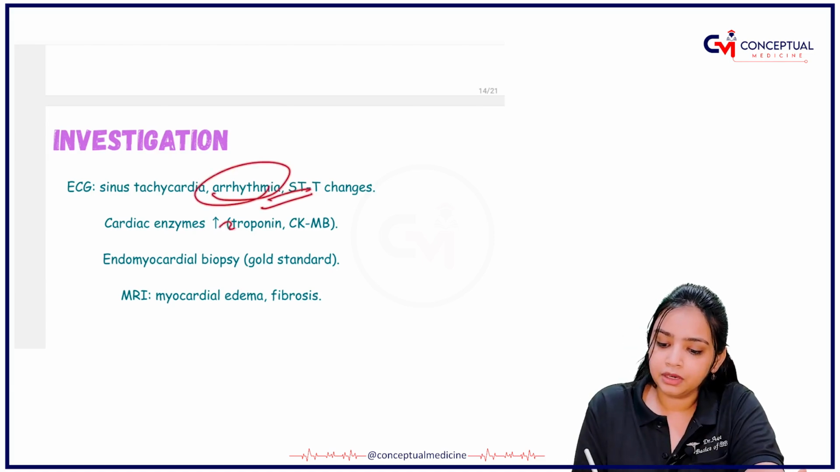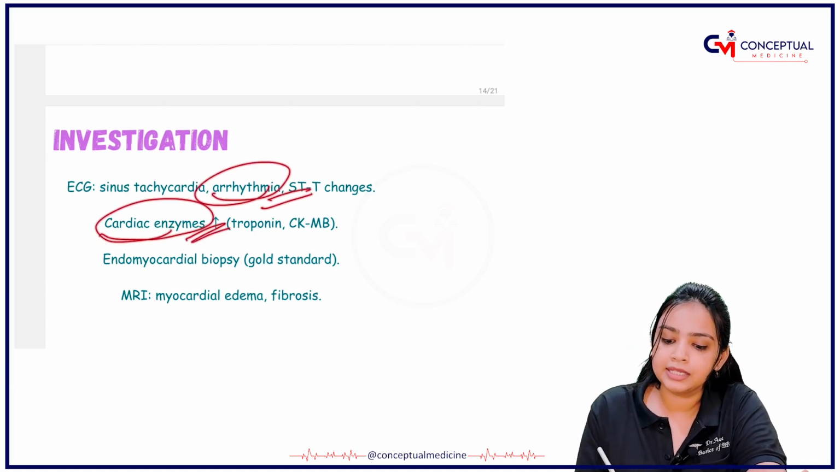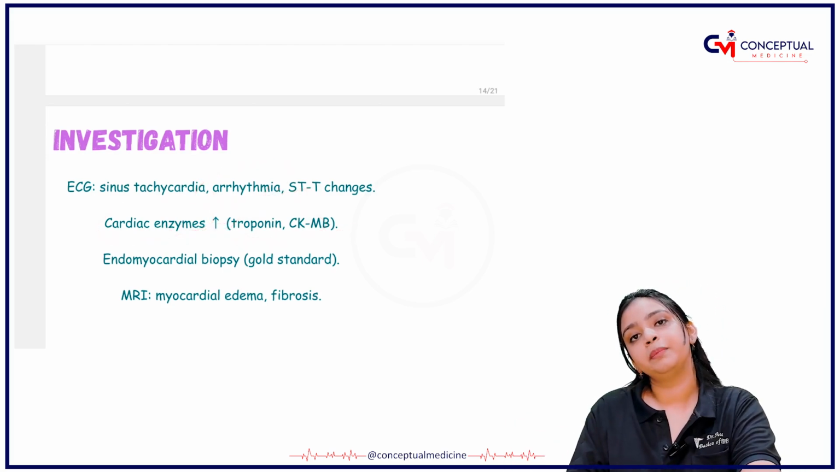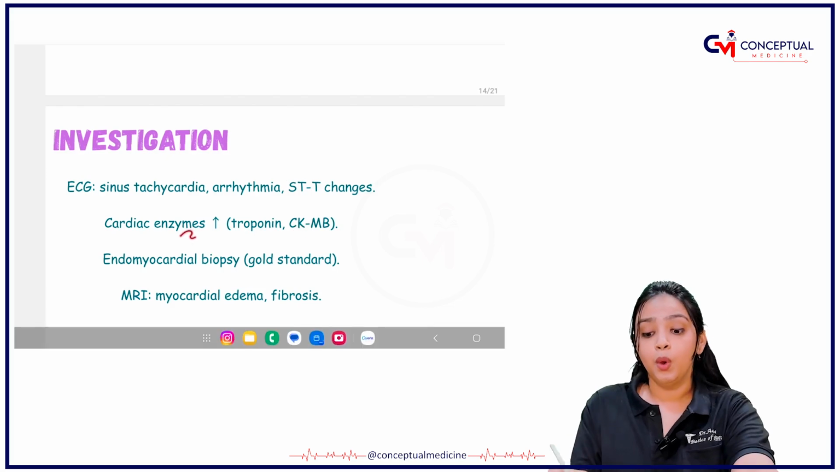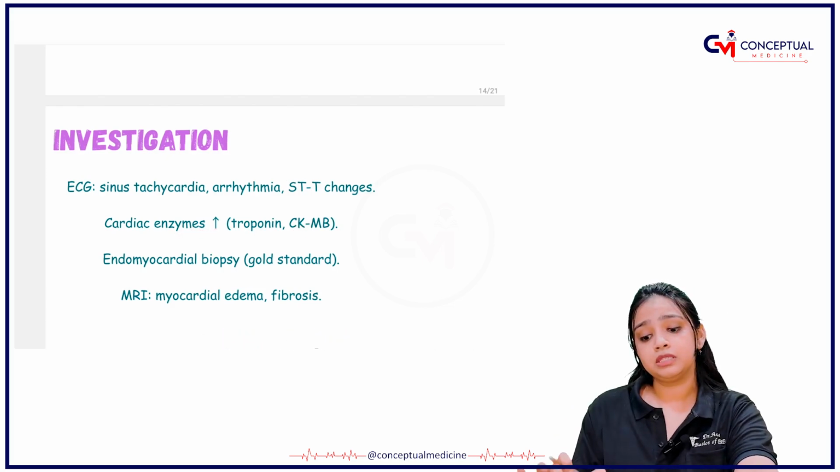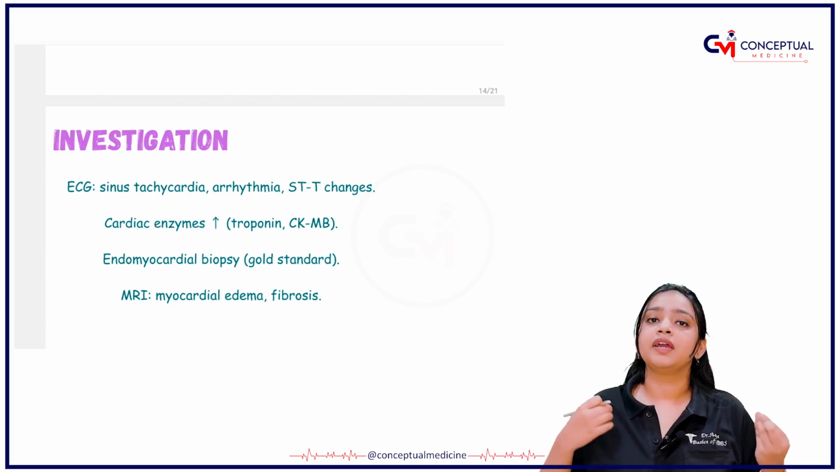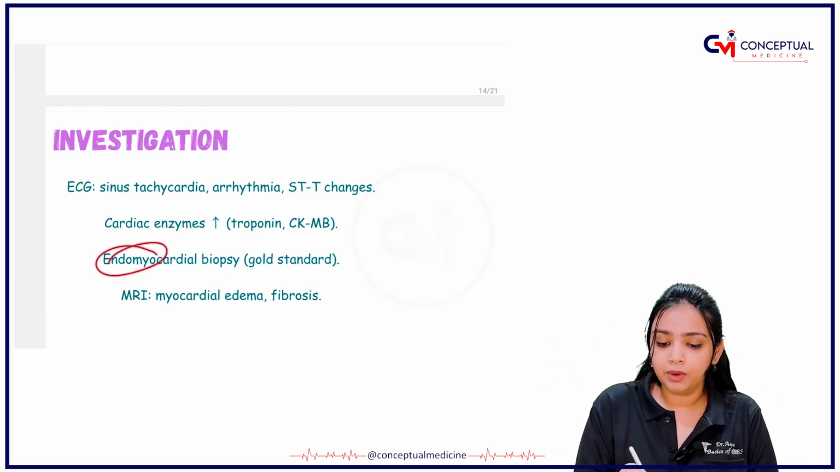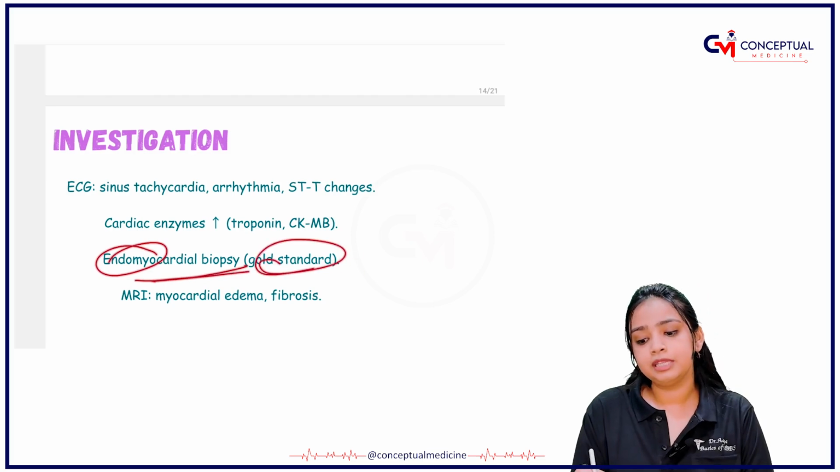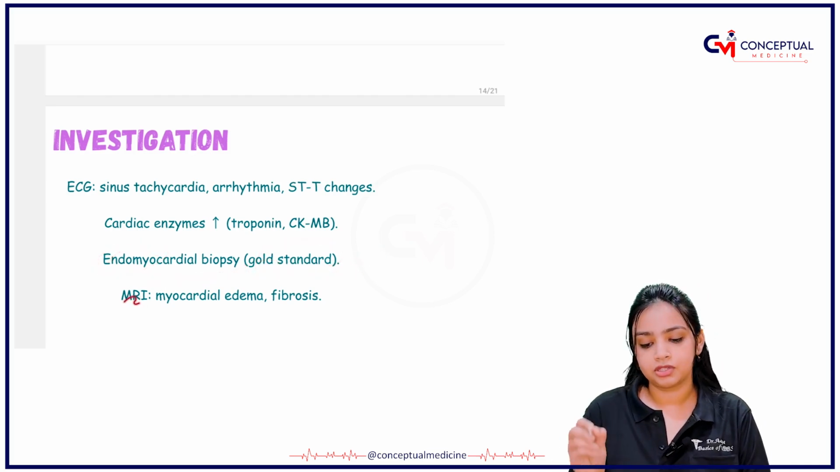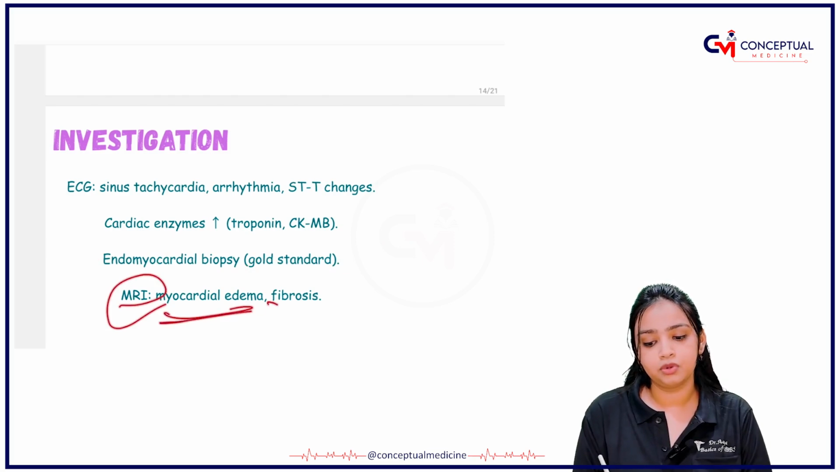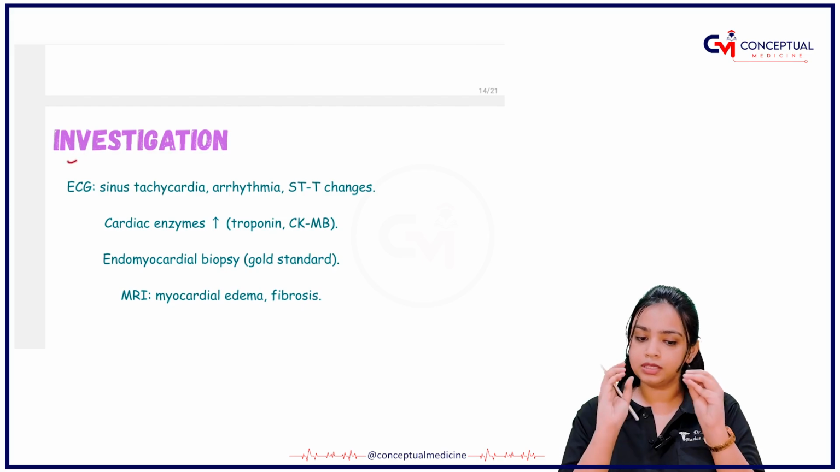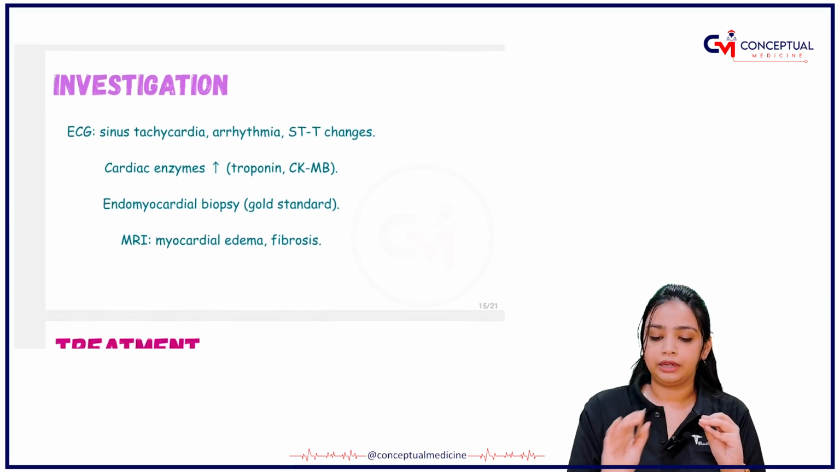Okay, you will have arrhythmias, and the cardiac enzymes will be increased, like troponin and CKMB. And I have already told you why these cardiac enzymes are important, because they signify the time of death, which you will learn in your FMT. Okay, then you have the endomyocardial biopsy. That is the gold standard. In MRI, you are able to see myocardial edema and fibrosis. Okay, so these are basically the investigations that you will order.